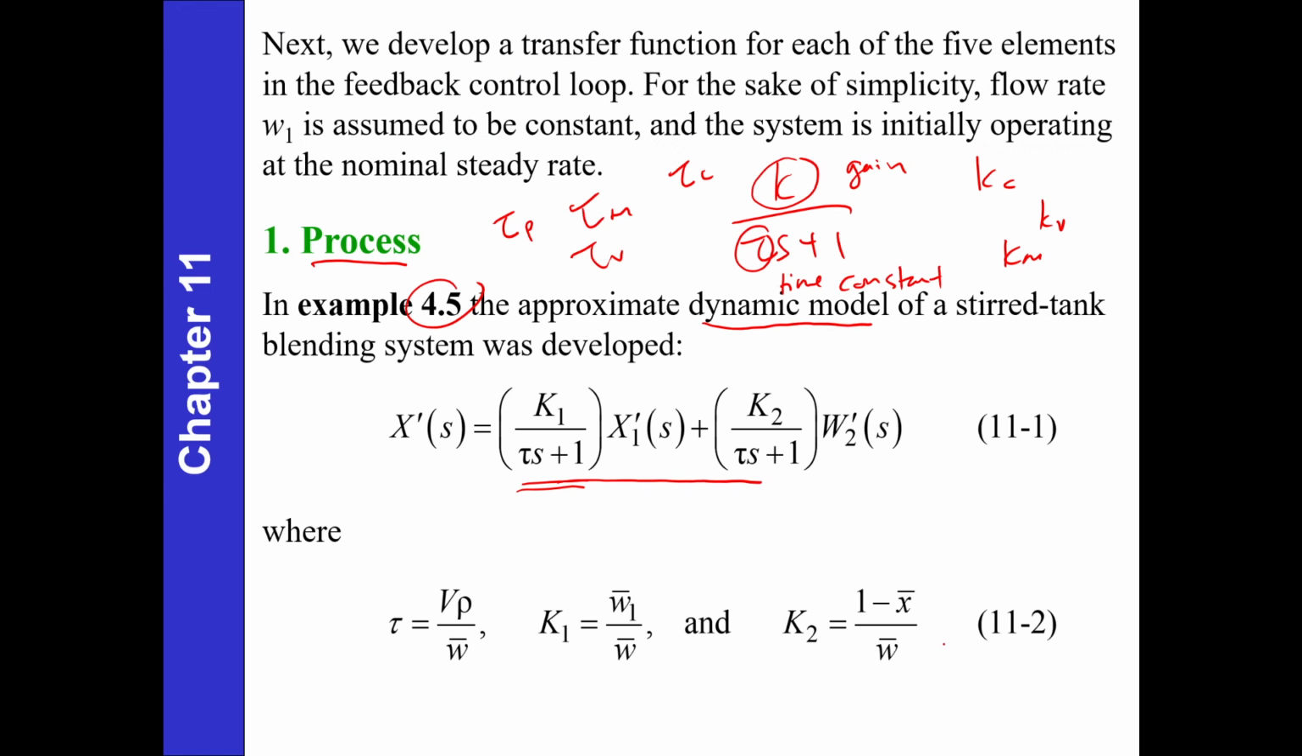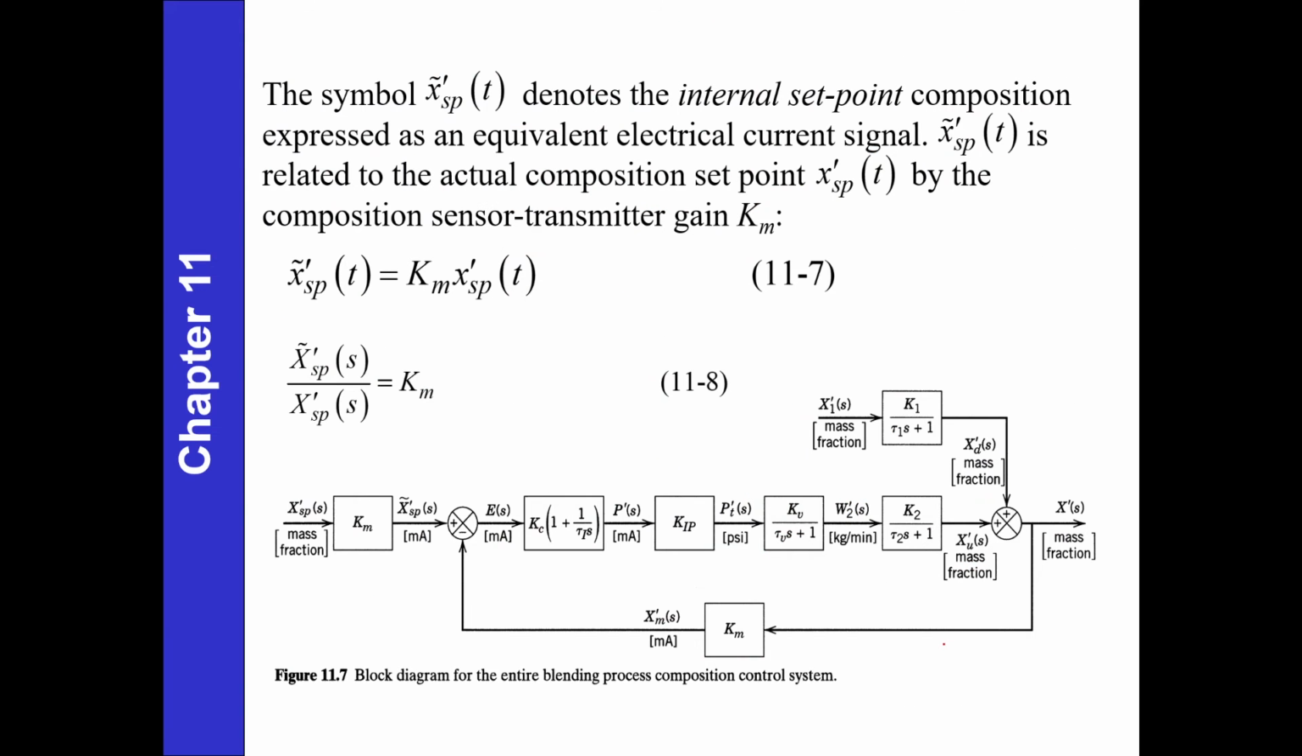Okay, going back. Okay, so this is the block diagram for the blending process. It's using PI mode here with a transducer, control valve, a process, and a disturbance together with a transmitter here.